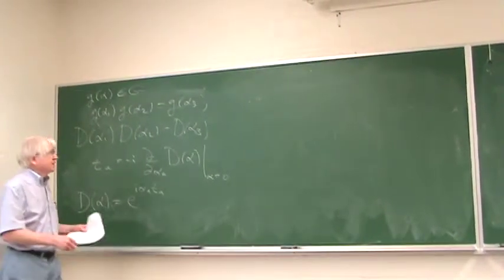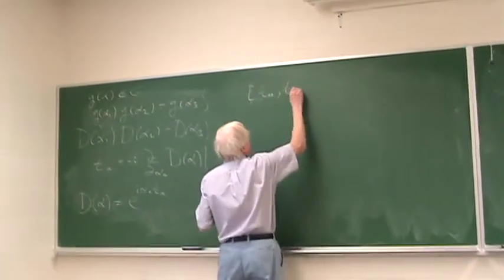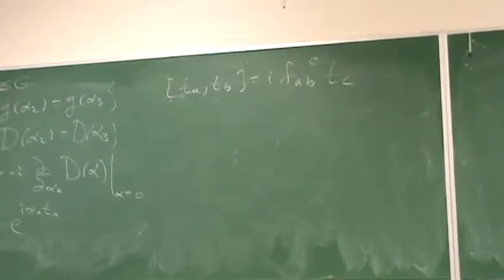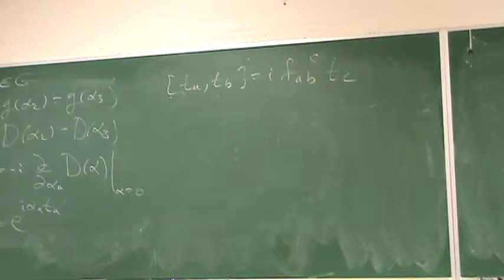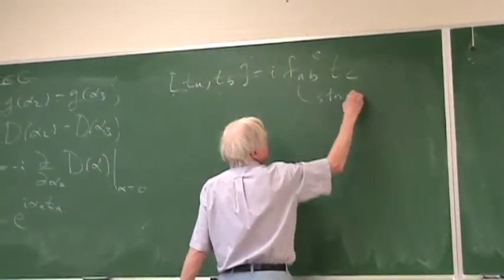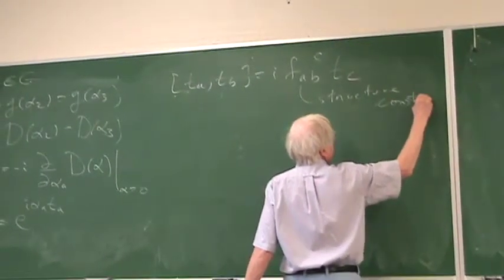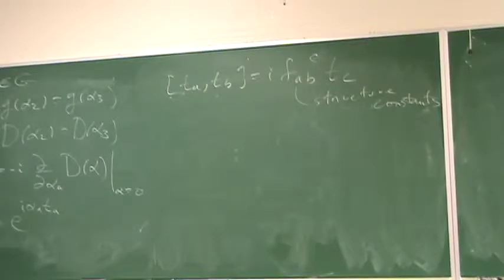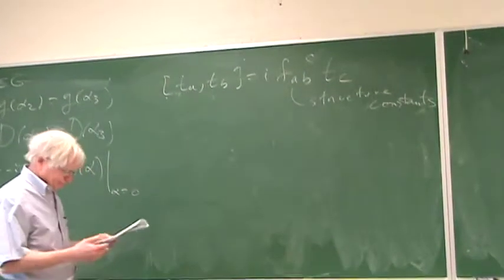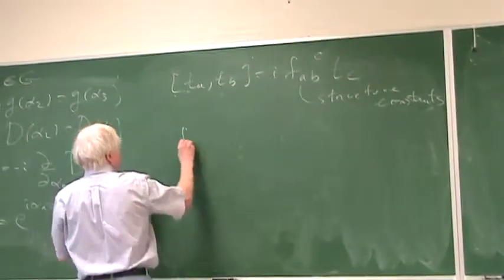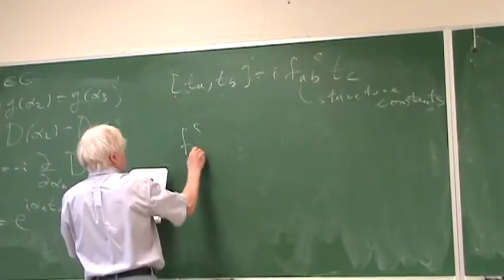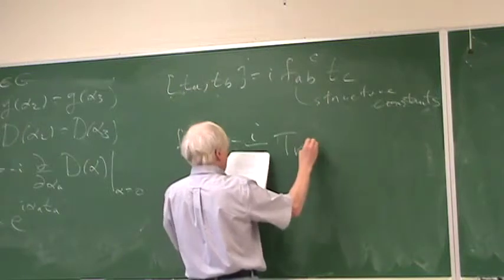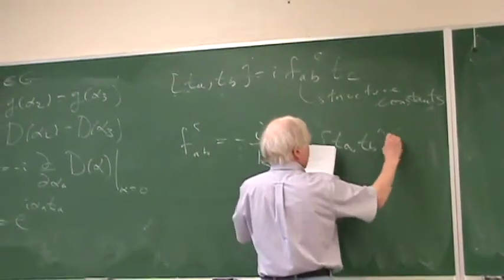Okay. We saw that the generators have to obey a commutation relation like this, where these are the structure constants, and we saw that in order for different representations to respect the same multiplication law, we had to have the same structure constants. The structure constants, I think last time we certainly got so far as to say that they were given by minus i over some constant k that depends upon the representation, times the trace of T A T B and then T C dagger.